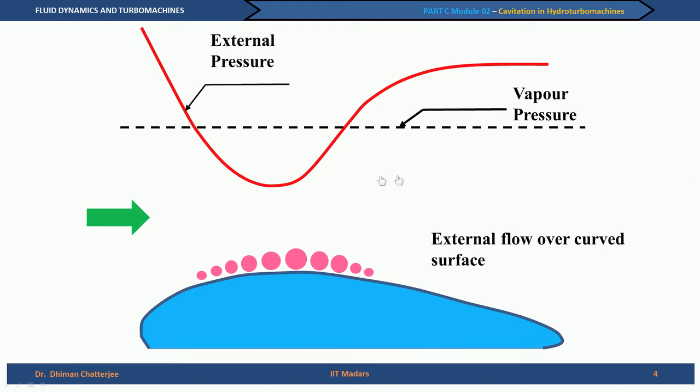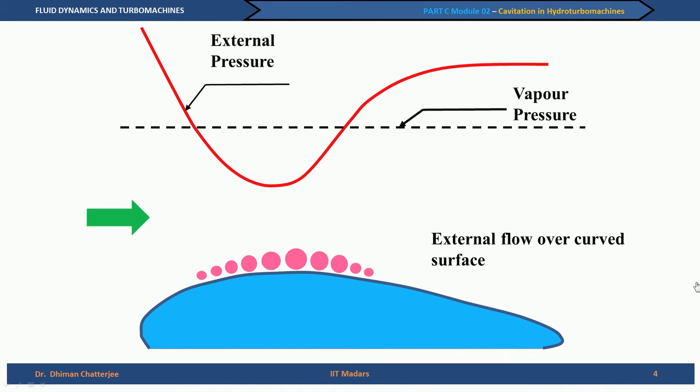Now, what we see in this schematic is that when the external pressure falls below the vapor pressure, we find that small bubbles appear. As the magnitude of the pressure difference between the external pressure and the vapor pressure increases, the size of the bubble grows, and when the pressure starts recovering, the size of the bubble again reduces, and finally, the bubbles disappear beyond a point.